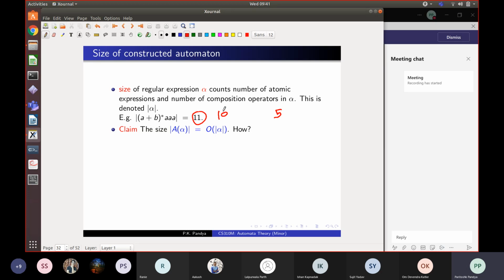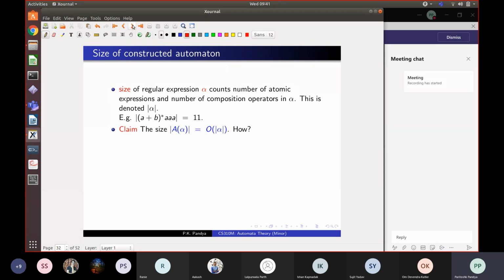So this is how the size of a regular expression is counted: you just count the number of symbols within the regular expression, ignoring brackets. Okay, and between two letters, when you write ab, you assume that there is a dot in between, of course. Right, this is the size of the automaton. And then we had this theorem claim that the size of the constructed automaton using our method is of the order of big O of size of alpha. What do we mean by this? How will we show this?